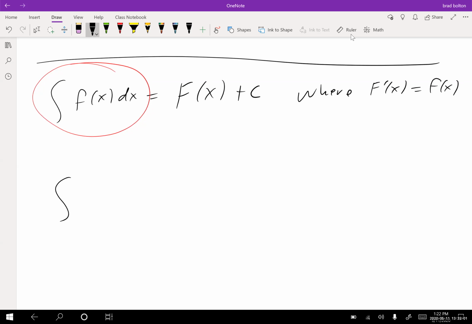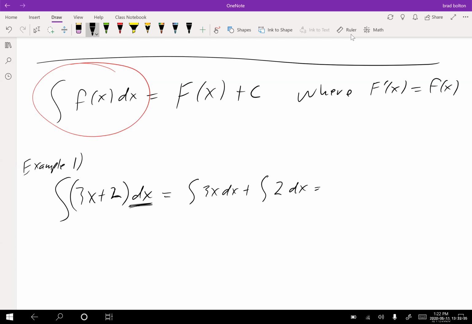So we have the integral of 3x plus 2 dx, and remember this dx is necessary, you have to write this. Now I'm going to write it out the long way, but in reality many of you will start skipping this step. This is actually the integral of 3x dx plus the integral of 2 dx, but that's really 3 times the integral of x dx plus 2 times the integral of dx.